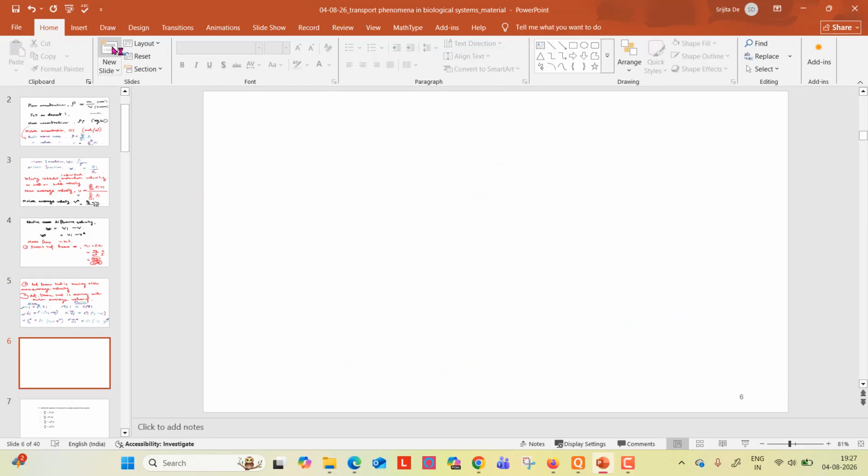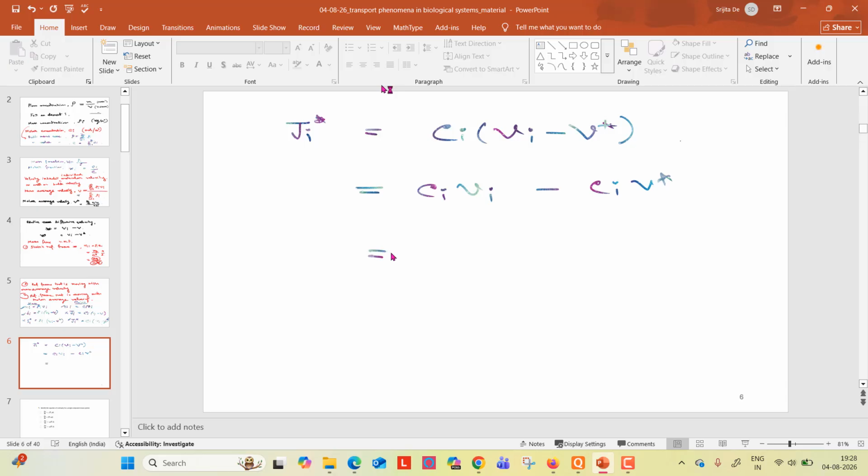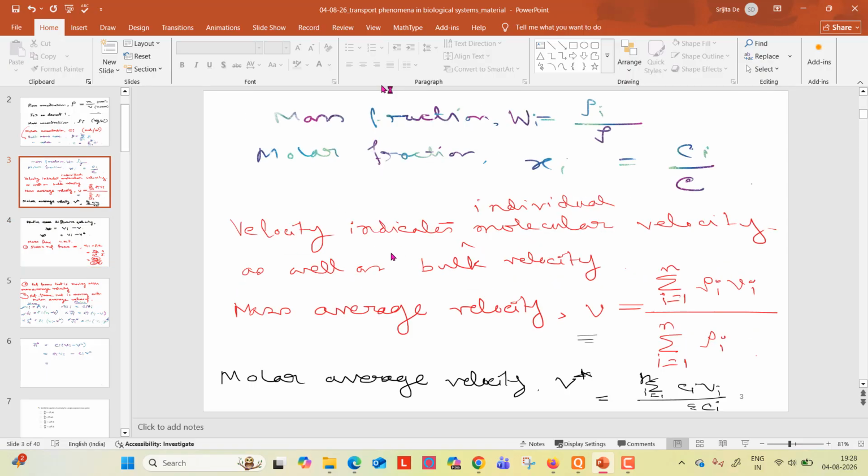Okay. So this is the basic one. So now from relative molar flux, Ji star equals Ci into (Vi minus V star), right? So what can we write? If we expand this, it is Ci into Vi minus Ci into V star, right? And from the definition of V star, which we have earlier defined, what is V star? Molar average velocity, and how can it be written, right?